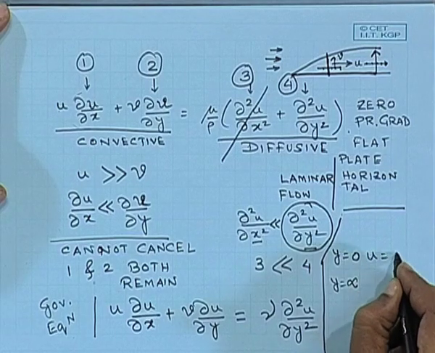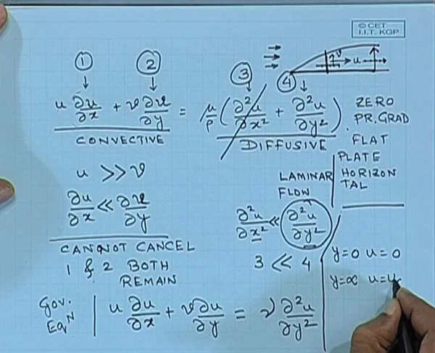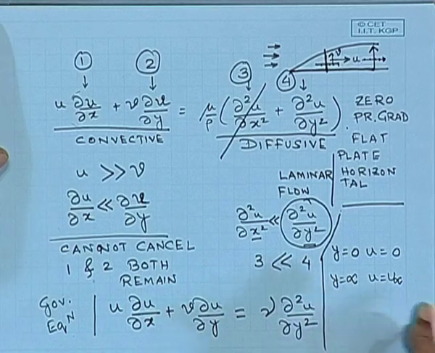So, what is the condition at y equal to 0? No slip condition. So, I am simply going to say u equals 0, and over here u is simply going to be equal to u infinity. So, that is the condition which we can choose for solving this equation. Any question up to this point?